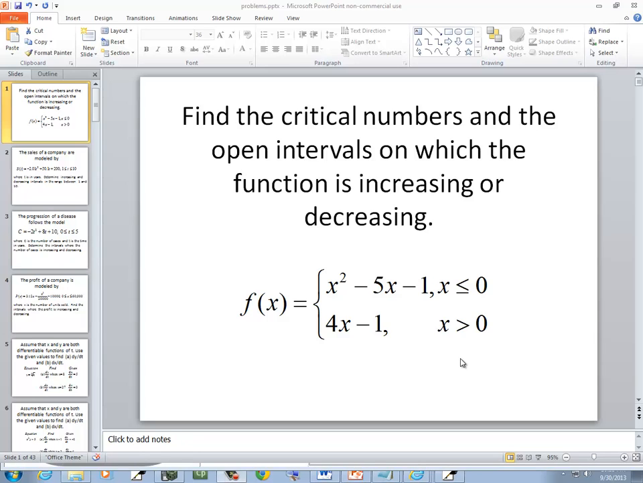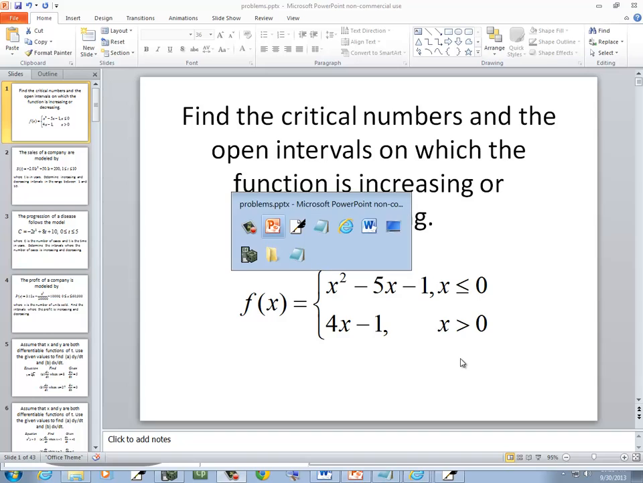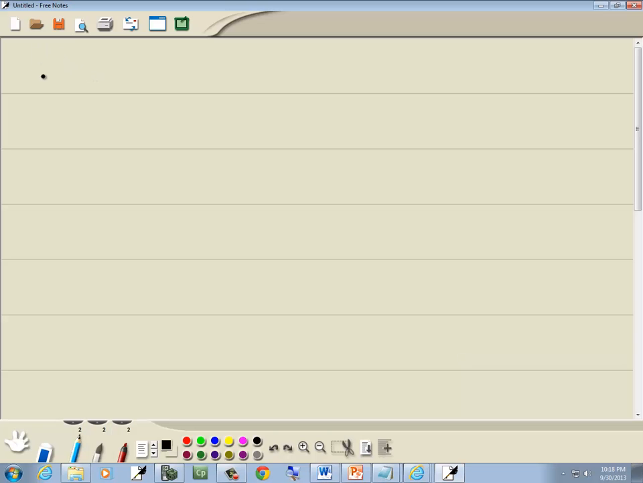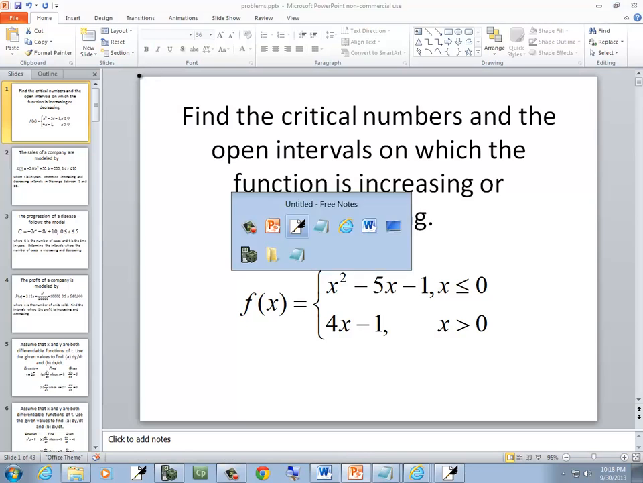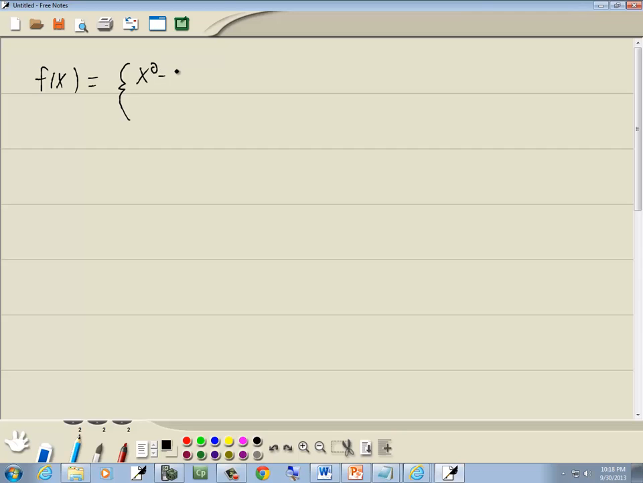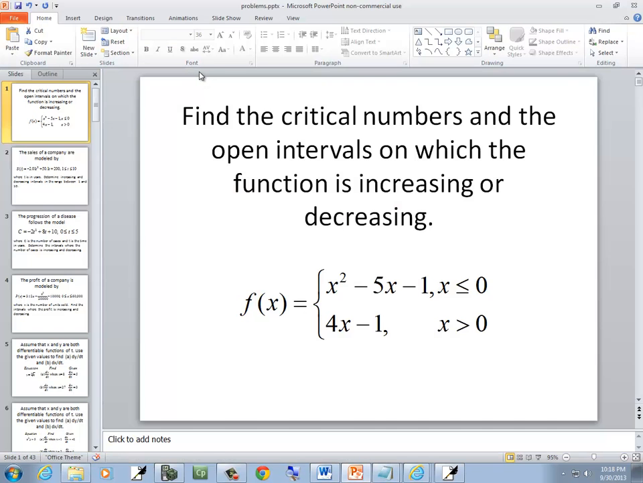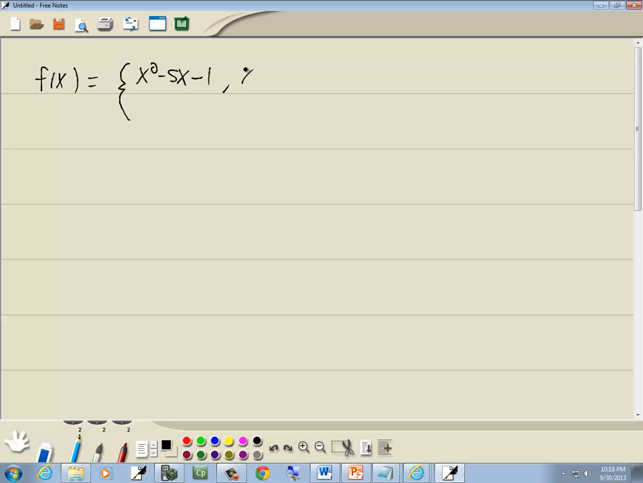In this problem, we want to find the critical numbers and open intervals in which the function is increasing or decreasing. So this is a piecewise function. And we got x squared minus 5x minus 1 when x is less than or equal to 0, and 4x minus 1 when x is greater than 0.